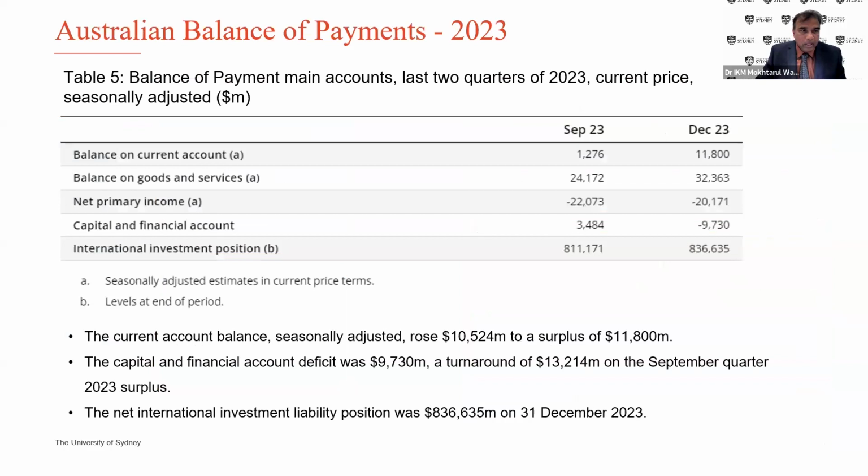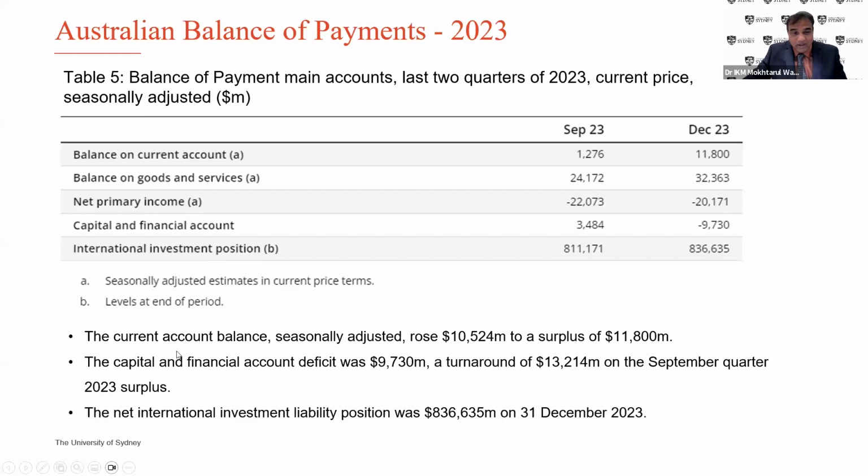In the next slide, I'm showing the balance of payment main accounts for the last 2 quarters, the September quarter of last year and the December quarter of last year. What we have on the left-hand side is the balance of current account. We know what the balance of current account is. And then we have the capital and financial account. The balance of current account has 2 components here, the balance on goods and services and the net primary income. We haven't included the secondary income here, but these 2, the second row and third row, are parts of the balance of current account. Then we have the capital and financial account and the international investment position.